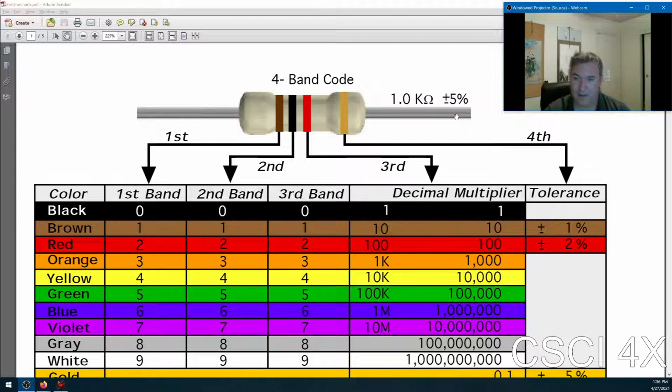The 220 that we had over there was red, so 2, 2. And then what power of 10 for the third one? 10. So 2 times 10, 220. Okay.